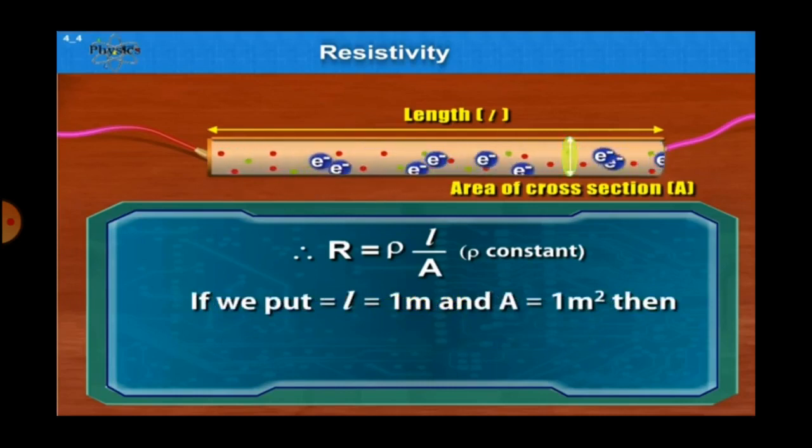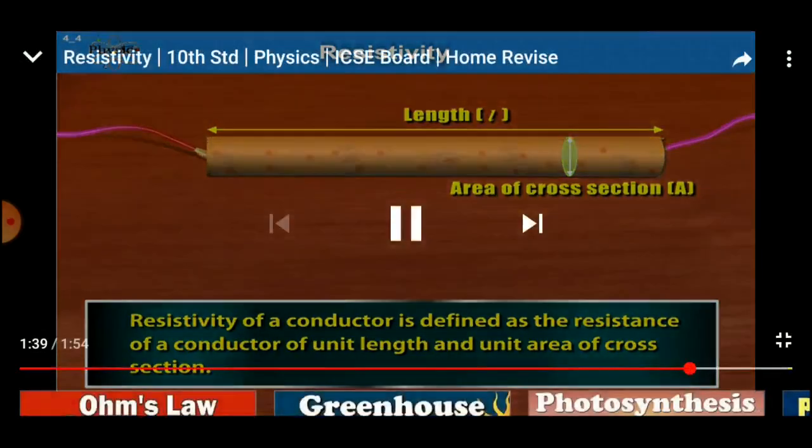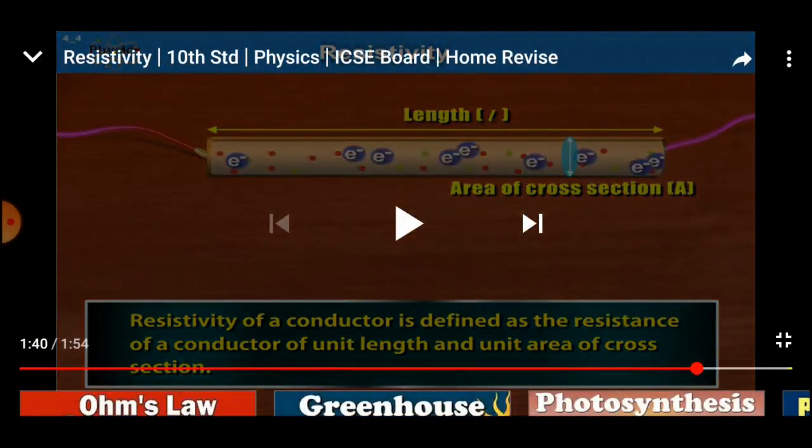Suppose you consider the length of the conductor is 1 meter and the area of cross section is 1 meter square. Then substitute the quantities in that equation. You will get the resistance is equal to the resistivity. So that we can define what is resistivity. The resistivity of a conductor is defined as the resistance of a conductor of unit length and unit area of cross section. From the equation what we have seen, R is equal to rho at the condition when the length of the conductor is 1 meter and the area of cross section is 1 meter square.